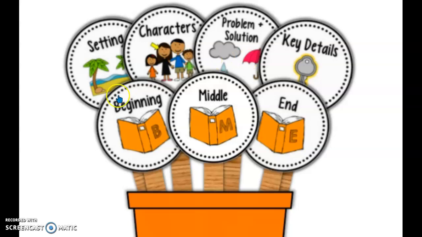And then you can explain what happened at the beginning, the middle, and how did the story end? How did the characters feel at the beginning, the middle, and the end? How did the story change in the beginning, middle, and end?